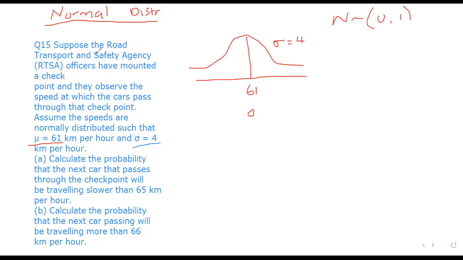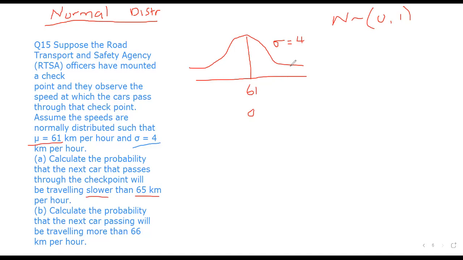So in this question here, RTSA has mounted officers to check and observe the speed of cars that pass through a checkpoint, whose speeds are normally distributed with mu 61 and standard deviation 4. What is the probability the next car that passes through will be traveling slower than 65? So you need to look at the synonyms. Slower means less.